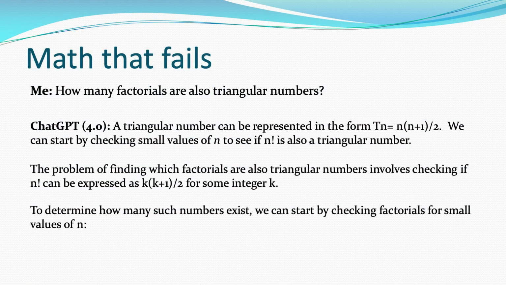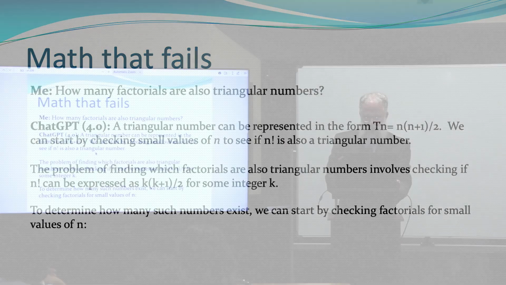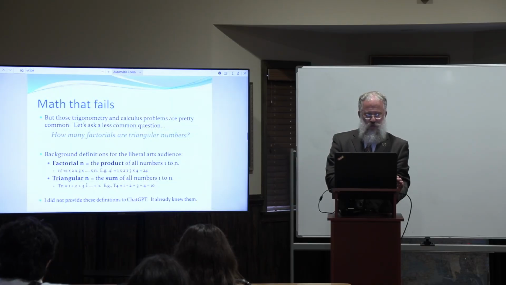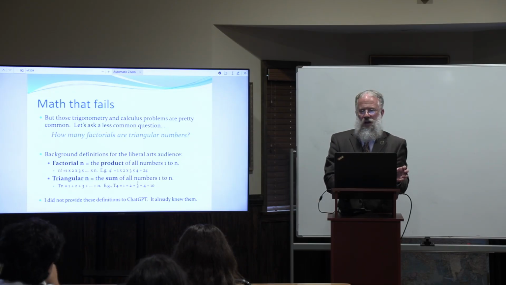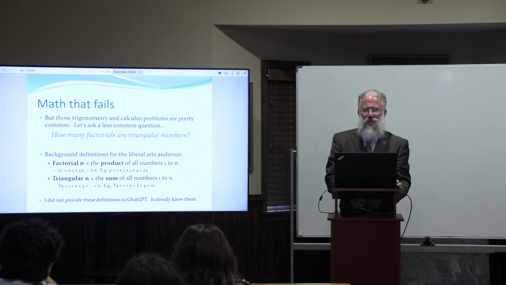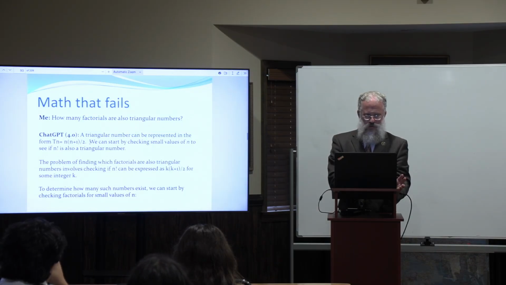It knew what those concepts were, and this is ChatGPT 4 Omni, so the latest one, it says, correctly, a triangular number can be represented in this form, because if you're summing an arithmetic series, like 1 plus 2 plus 3 all the way up to n, that's the same as, if you want a quick way to solve it, n times n plus 1 over 2. Do you know that? If you add up all the numbers between 1 and 100, all you have to do is multiply 100 and 101, and then divide that by 2, and you'll get your answer.